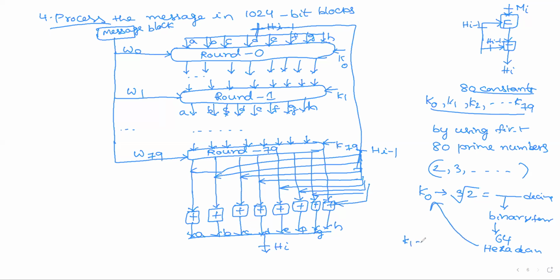For K1, what we have to take? Cube root of 3, and we need to perform the same. Like what we discussed for the initial vector, the same for these additive constants, like round constants.